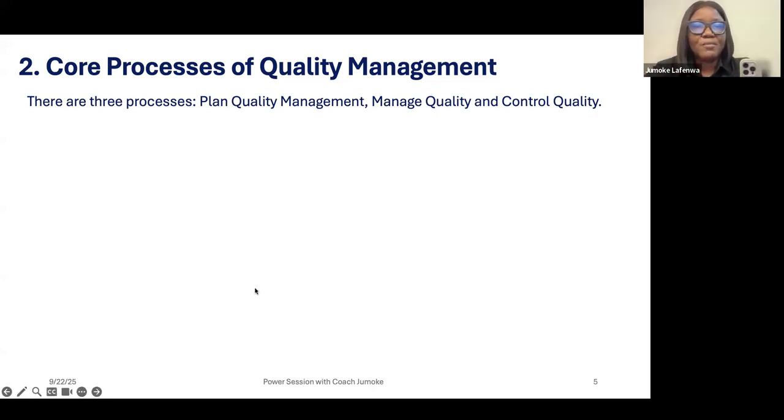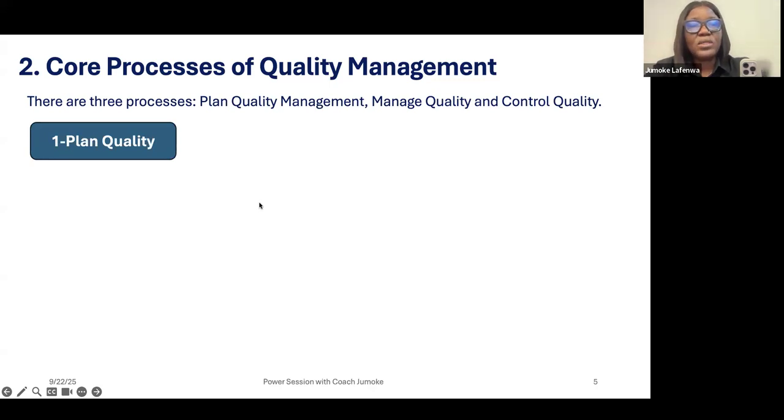Okay, so we have plan quality management, we have manage quality, and we have control quality. So if you are writing the PMP exam, you should know these 3 processes and the order they appear. Now let's talk about the first process, plan quality.